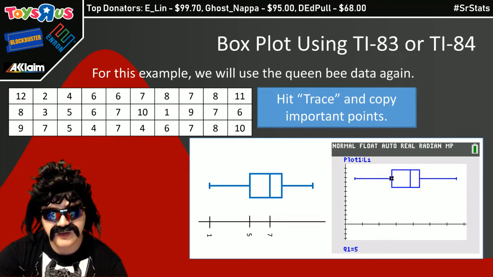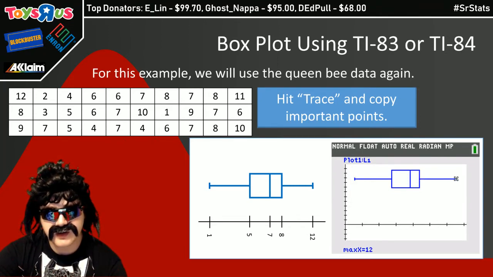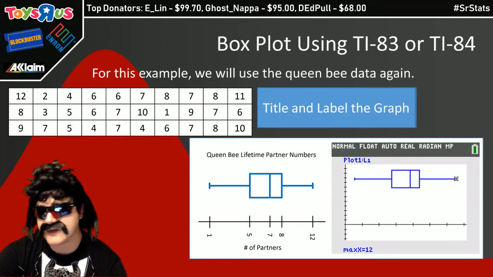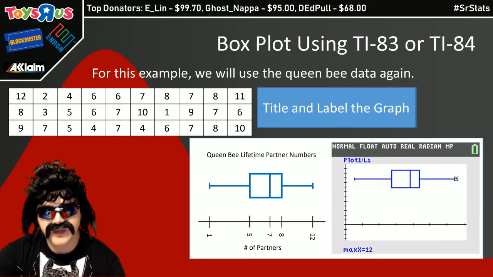Move to quarter 1, which says 5. And then quarter 3, which says 8. And then the maximum, which is 12. Based off of this, we have our graph shown. We then title and label this. So the title is Queen Bee lifetime partner numbers, and then the bottom is the number of partners.